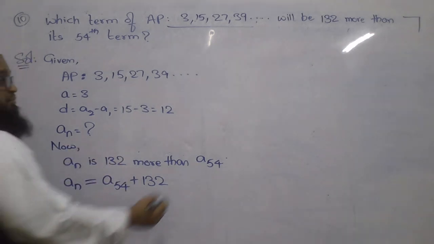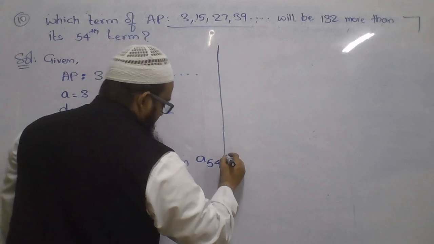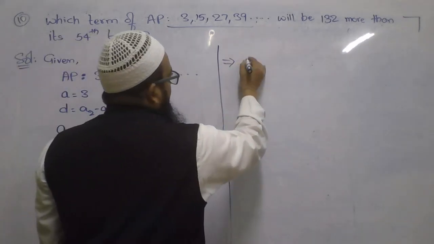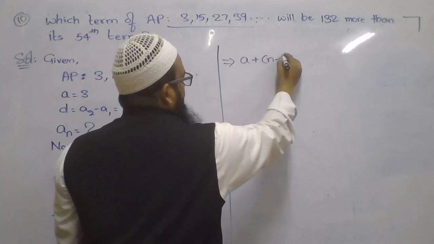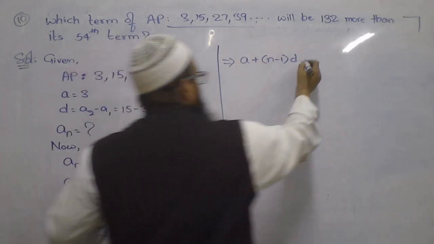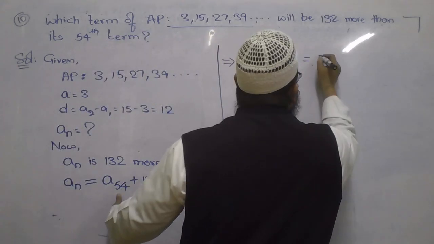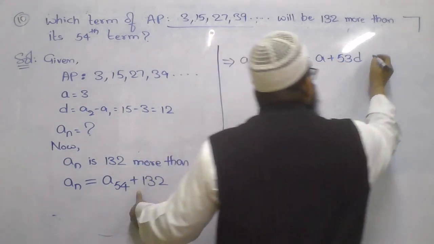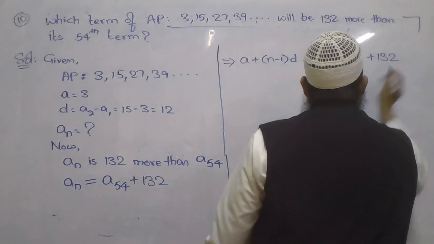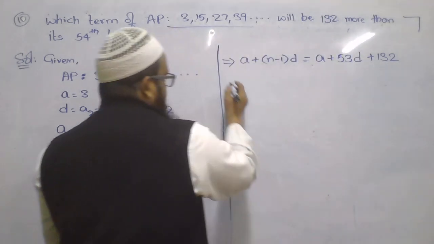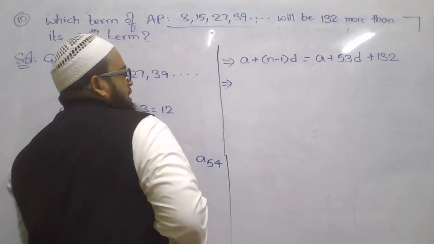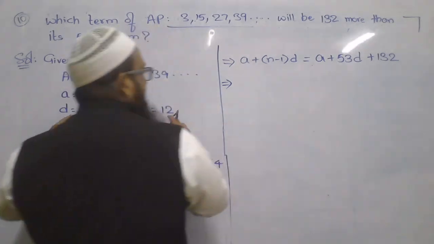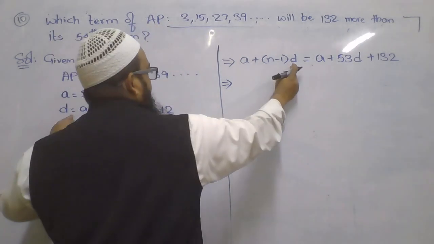So now it is very simple, and we all know that. Now substitute the values. What is an, my dear students? A plus n minus 1 into d is equal to, what is A54? A plus 53d plus 132. Now that implies what? We know d, right? So we can substitute it.